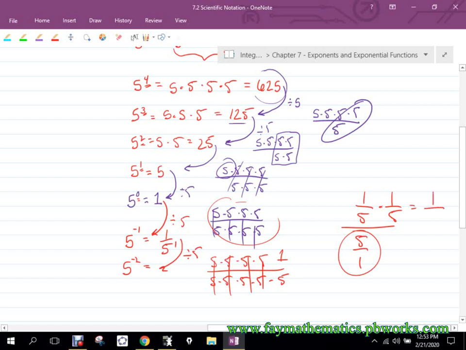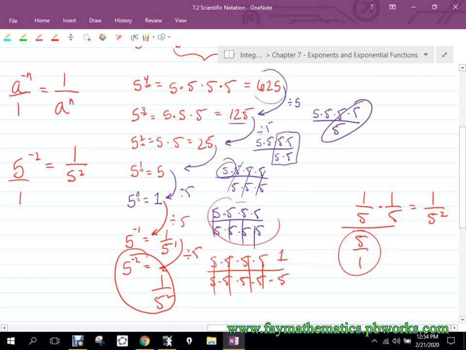Well, doesn't that mean I get 1 over 5 times 5, which is the same thing as 1 over 5 squared? Does that make sense? And that might be a little bit more obvious, that if I have 5 to the negative second power, that's the same thing as 1 over 5 squared. Is that the same rule that we established when I said a to the negative n is equal to 1 over a to the n?